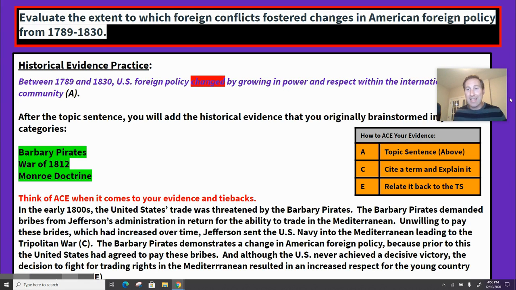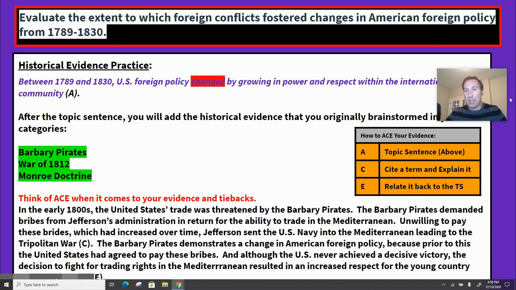Now, this is the same type of thinking that we practice all the time when we do ACE. If our topic sentence is our A, then you would have a citation, and then you would always tie it back. It's the same thing when you do a body paragraph. Your topic sentence is going to lay out your change. You're going to cite a term, you're going to explain it, and then you're going to always tie it back. It's the same format as ACE that we've been practicing all year.